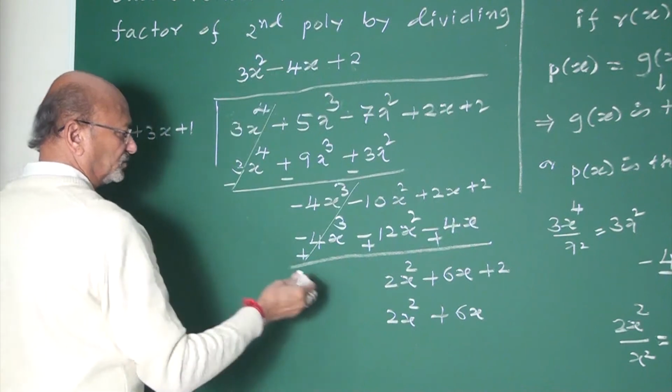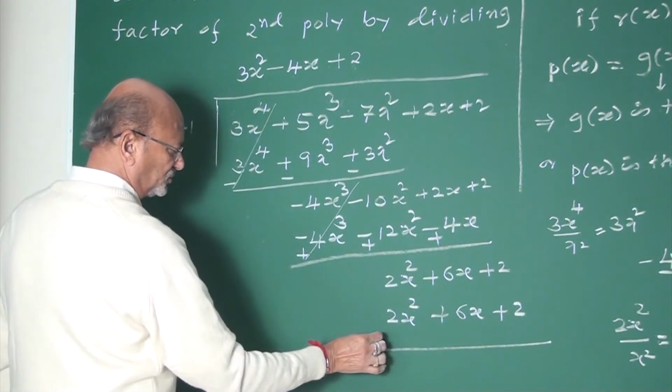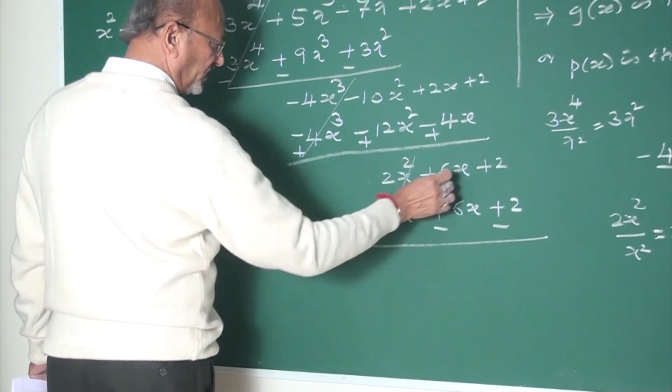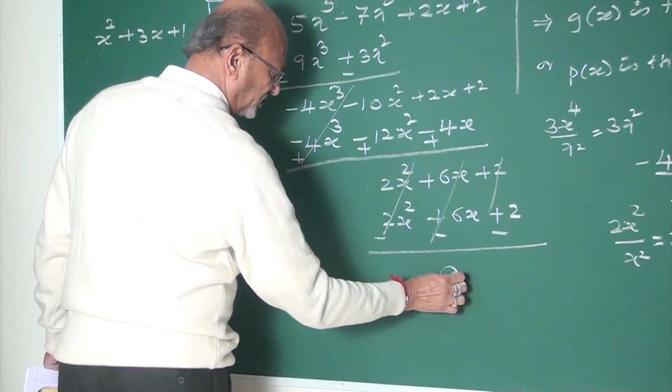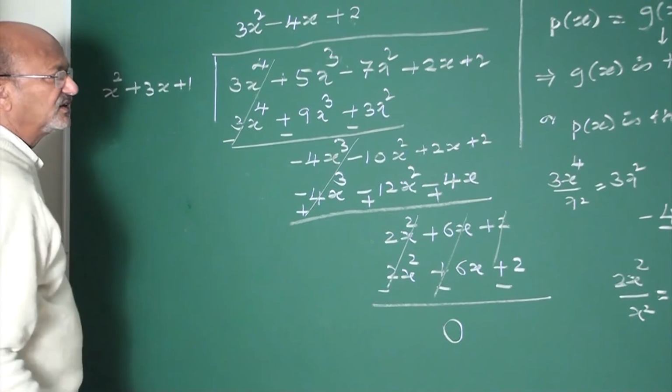Plus 2 into 1 is plus 2. Sign change, minus. It is minus. Plus with minus, cancellation. What is the remainder, my friend? 0. Therefore, the remainder is 0.